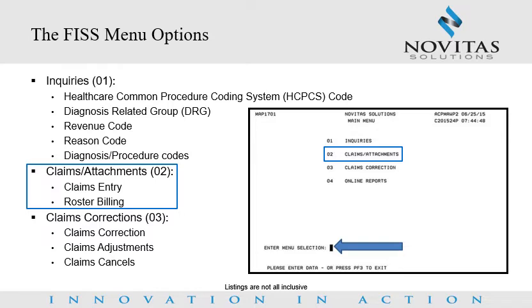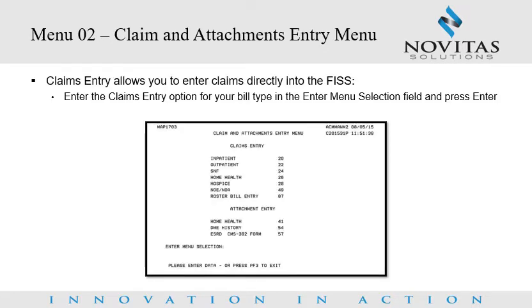The FISS menu options. The Claims and Attachments option allows providers to submit information directly into FISS, including roster billing. From the main menu, type 02 in the Enter menu selection field and press Enter. Menu 02, Claim and Attachments Entry menu. After you press Enter, the Claim and Attachments Entry menu will appear. From this page, you will enter the Claims Entry option for your bill type in the Enter menu selection field and press Enter. For example, if you are entering an outpatient hospital claim, you would type option 22 in the Enter menu selection field and press Enter.